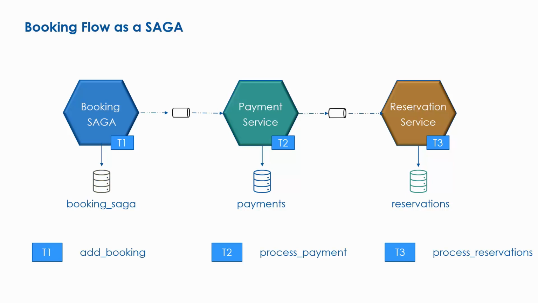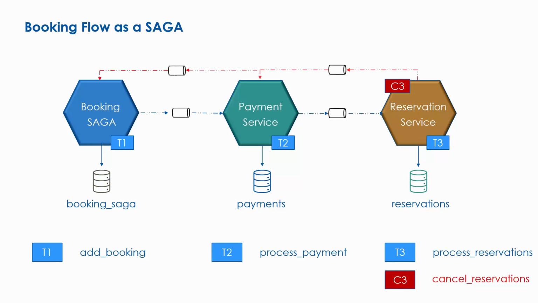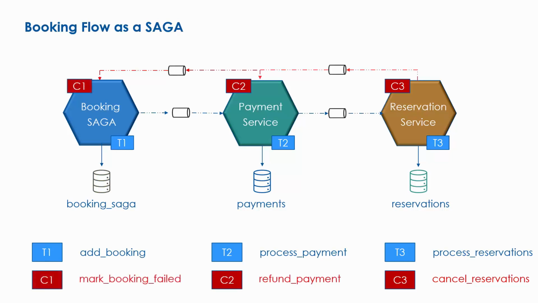But let's say there is a failure in reservation service, in which case the reservations that were successful will be cancelled and an event will be emitted by the reservation service, which will be received by both the booking SAGA and the payment service. The payment service will refund the payment to the customer since the reservations were unsuccessful, and the booking SAGA will mark the booking as failed.